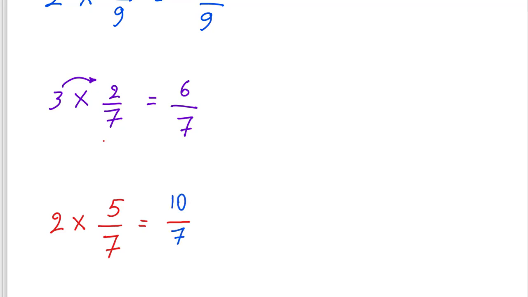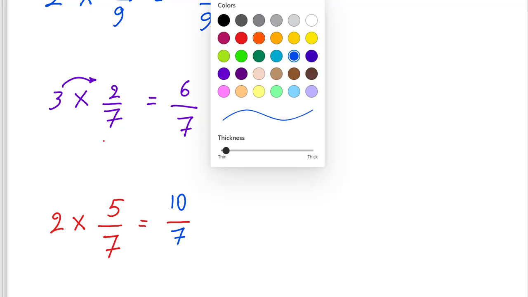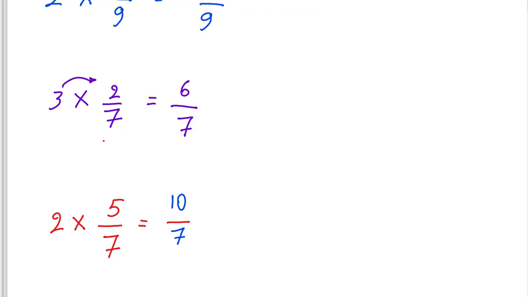10/7. And do you have any notice about this 10/7? Do you notice anything here? Yes. What do you notice? What can we do? Yes, we need to write it as a mixed number. Okay, and Ali, how to do this? Again? Yes, okay, we need to write it as a mixed number. How to write it as a mixed number?